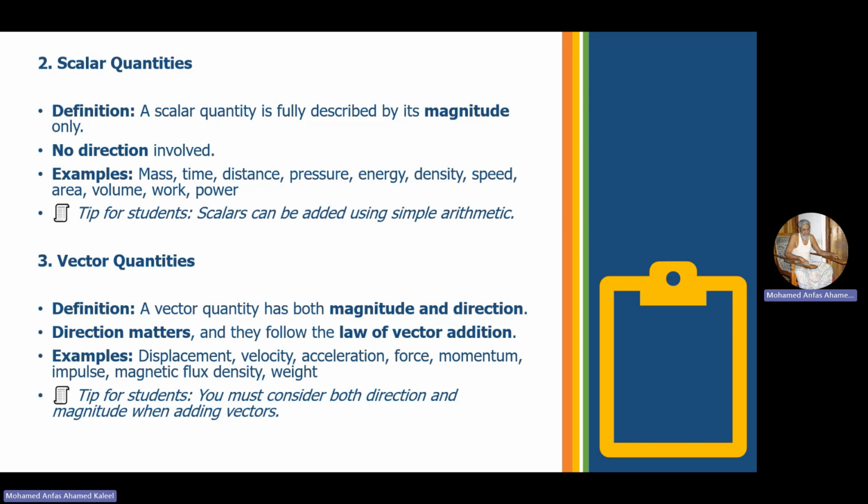If you take time, also only the magnitude. There is no direction. If you take distance, you may know distance is not a vector quantity, it's a scalar quantity because it doesn't have a direction. Pressure, energy, density, speed, area, volume, work, and power are also examples of scalar quantities.